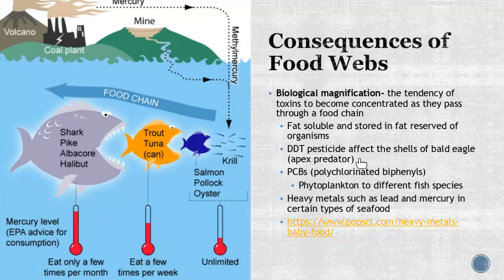We've seen problems when it comes to DDT pesticide. We've seen that affect the shells of the bald eagle. And these PCBs, this has really been a big one they've been pushing lately. And then heavy metals. That's why they tell pregnant women to avoid seafood. If you're concerned about heavy metals, this is a link to an article talking about heavy metal in food.